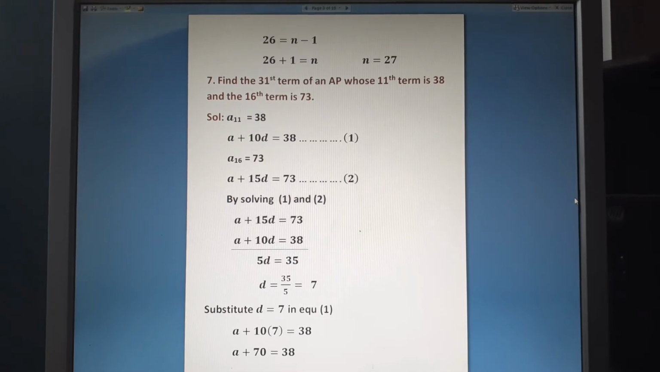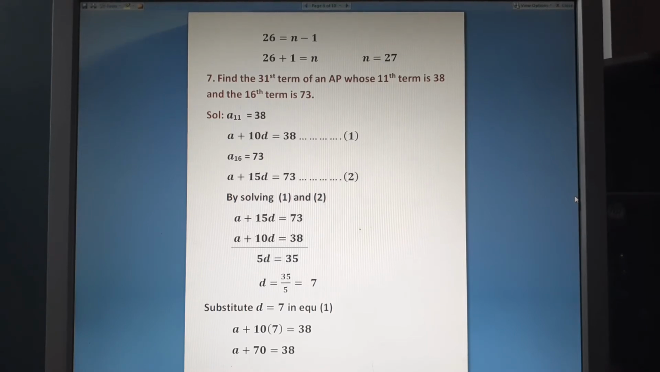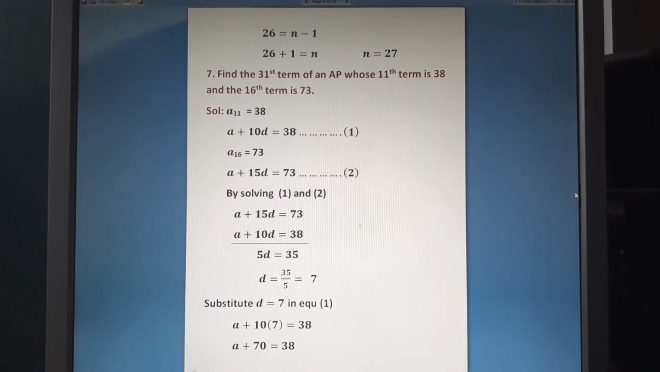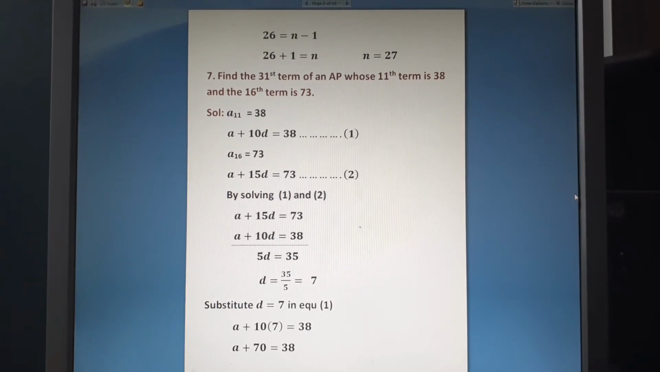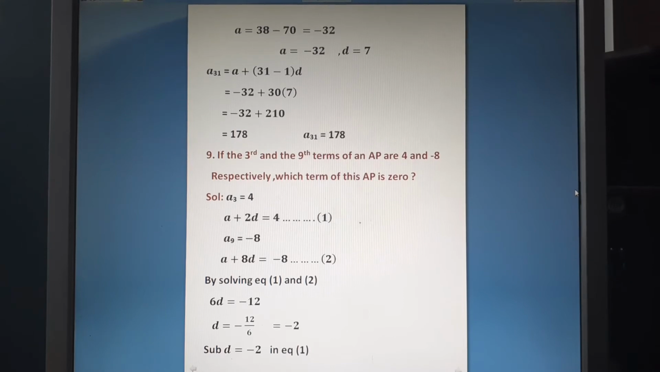By solving equation number 1 and 2: a plus 15d is equal to 73, a plus 10d is equal to 38. By subtracting, we get 5d is equal to 35. Now d is equal to 35 by 5, which is equal to 7. Substitute d equal to 7 in equation number 1. We get a plus 10 into 7 is equal to 38. a plus 70 is equal to 38. a is equal to 38 minus 70, which is equal to minus 32.